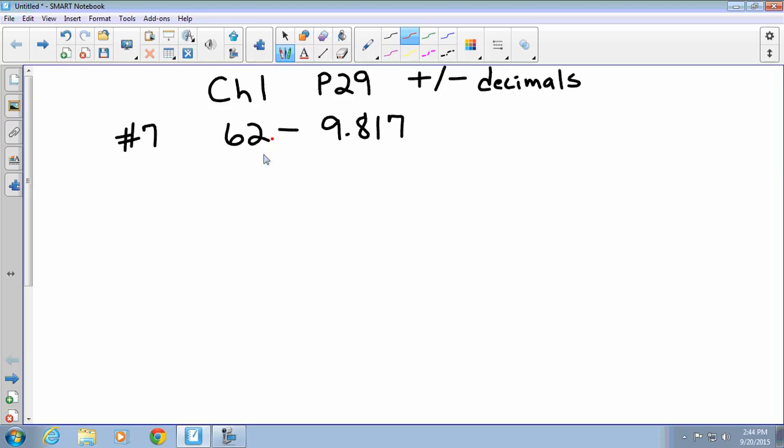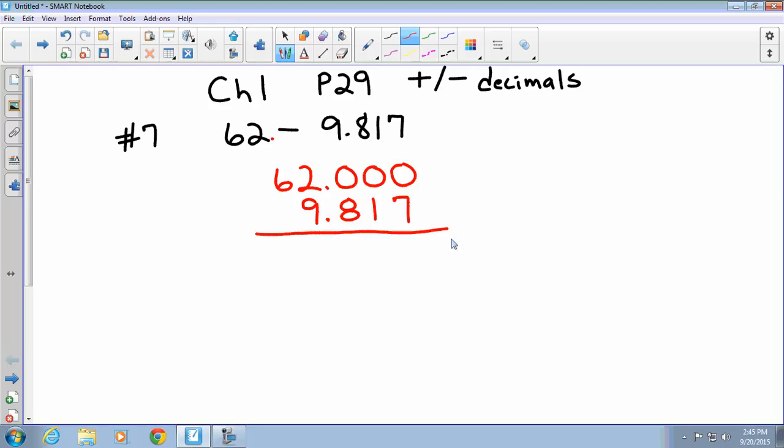We need to understand that 62 has a decimal, and that 62 should have a decimal, and we should add 3 zeros. When we're dealing with decimals, adding and subtracting, we need to make sure we line up the decimals correctly. This is what we mean when we line up our decimals. We want to stack or line up our decimals so they are directly on top of each other.